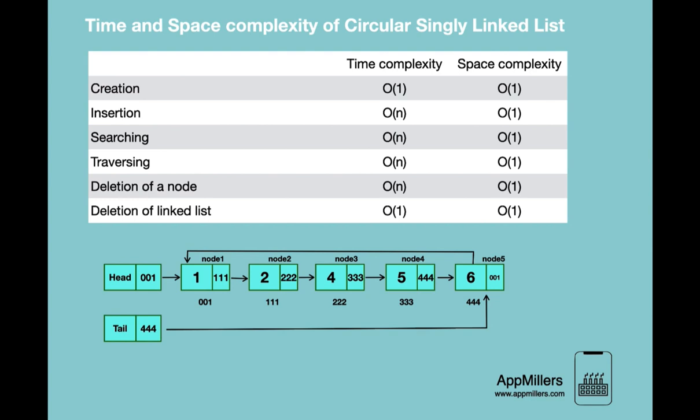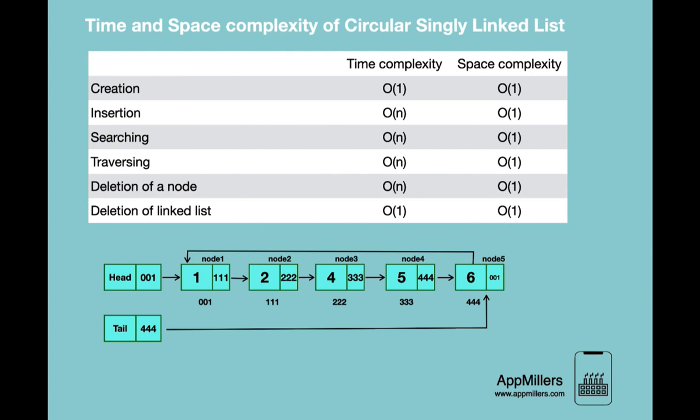The creation of circular single linked list takes O(1) time complexity because here we're just creating references between head and node 1, node 1 to itself, and node 1 to tail. The space complexity here is also O(1) because we are just creating one node.